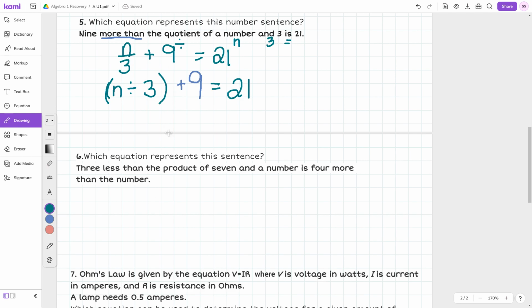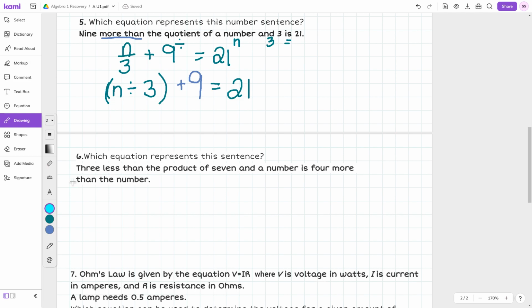So you might have either option for your multiple choice question. Let's go ahead and look at number 6. 3 less than the product of 7 and a number is 4 more than the number. Let's just take this one at a time.